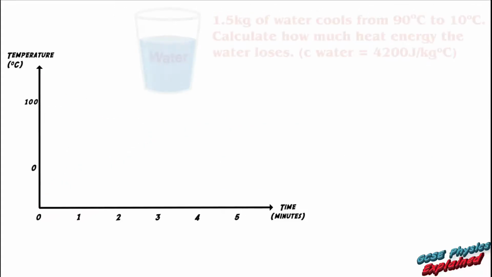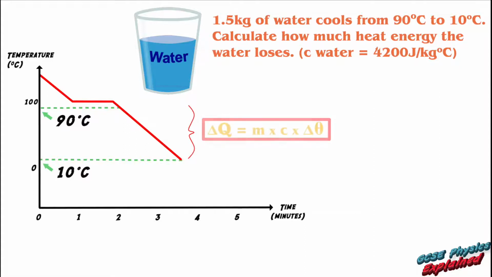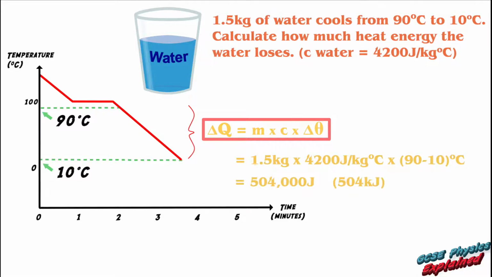Here's another example. This time we've got 1.5 kilograms of water and it cools from 90 degrees C to 10 degrees C. Calculate how much energy the water loses. First write out the equation, then write in the numbers with units, then calculate the answer with units. Please note, the amount of heat energy lost equals the amount of kinetic energy lost by the particles because the temperature dropped. Remember, kinetic energy is related to temperature.